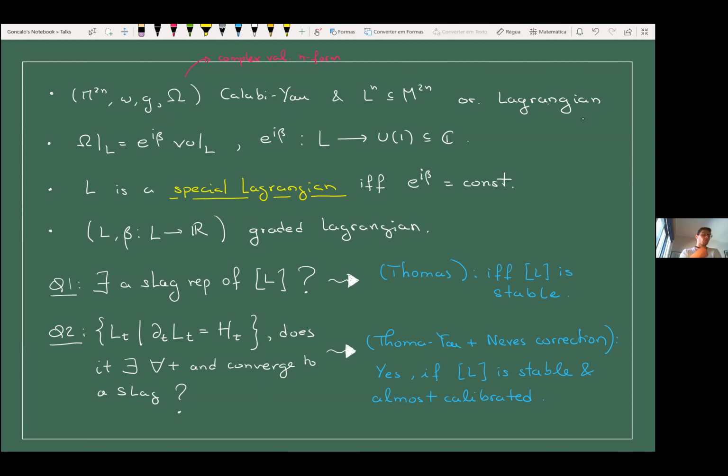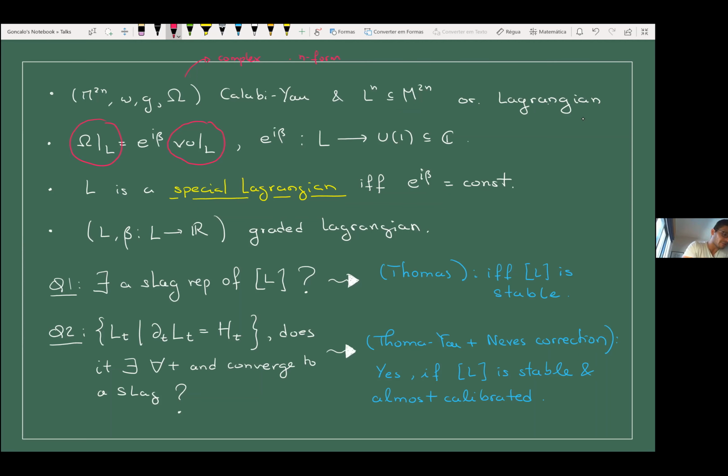And they need to satisfy some compatibility conditions. So in particular, this metric is Ricci flat, but let's not worry too much about that. And then we have here a Lagrangian submanifold, which I'm going to suppose is oriented. And then what we will do is restrict this complex n form to the Lagrangian. And then I have another n form, but a real valued n form on the Lagrangian, which is the Riemannian volume form induced by the induced metric.